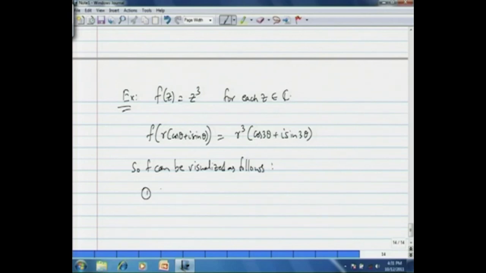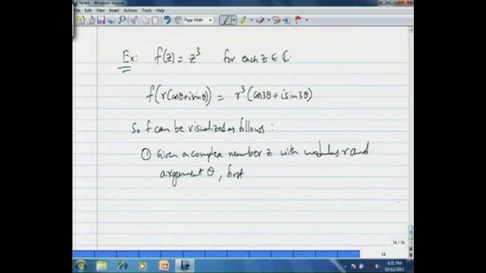Okay. So, given a complex number z with modulus r and argument theta, first elongate z. This kind of operation is performed on the points in the complex plane. So, first elongate the vector z as r cube.